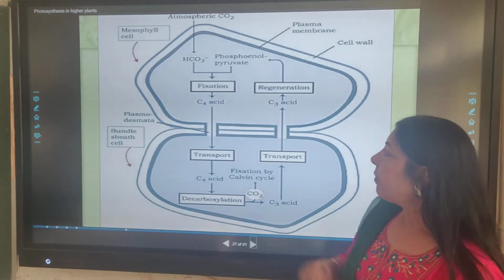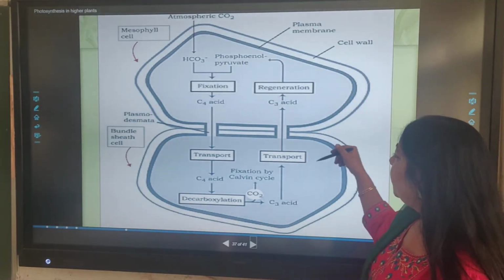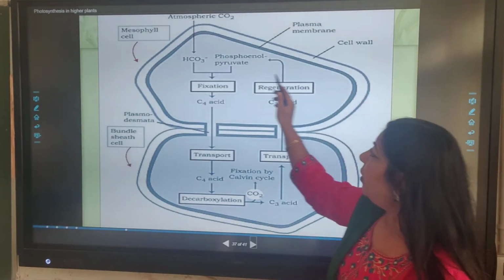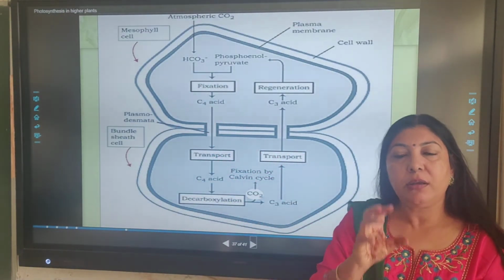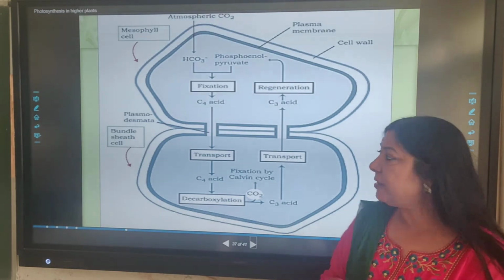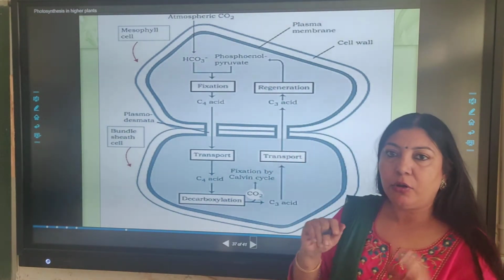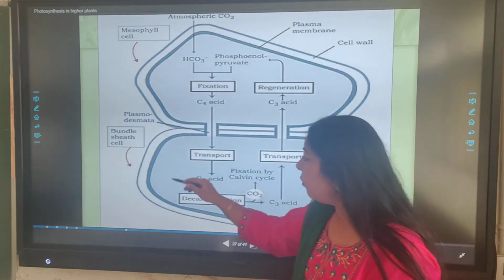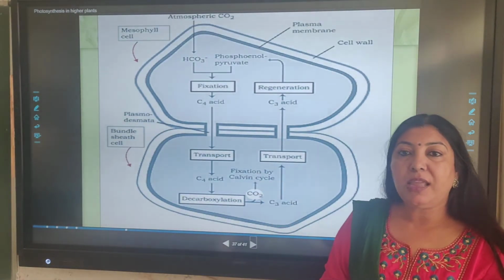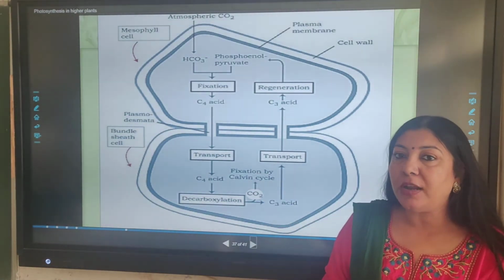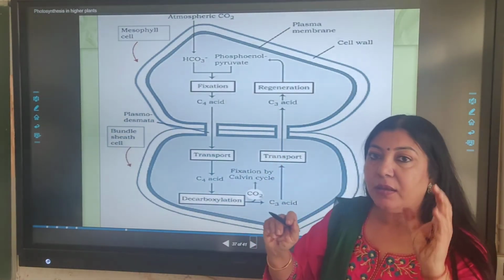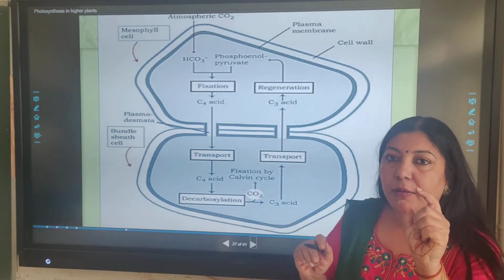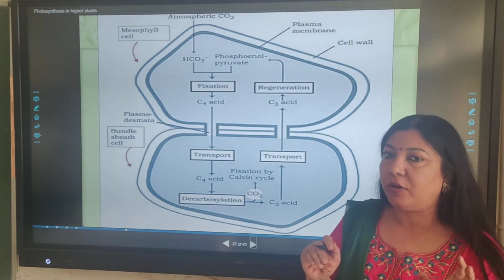You can see here, these are two types of cells. These are called mesophyll cells, which are granular cells, which have chloroplasts having grana. Here the chloroplasts are there, but they are agranular. They do not have the thylakoids. Grana are not there.